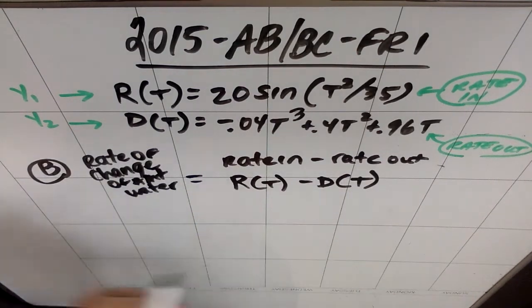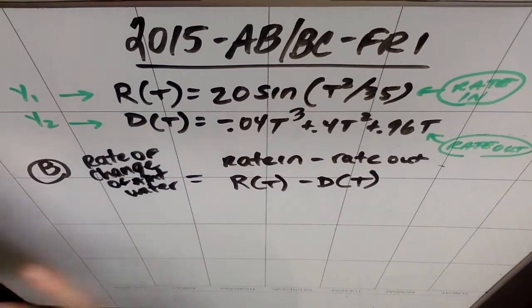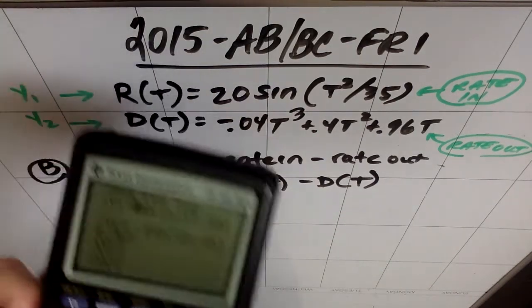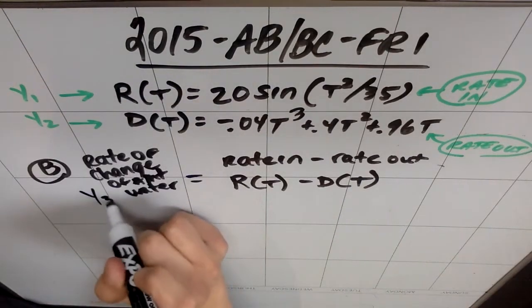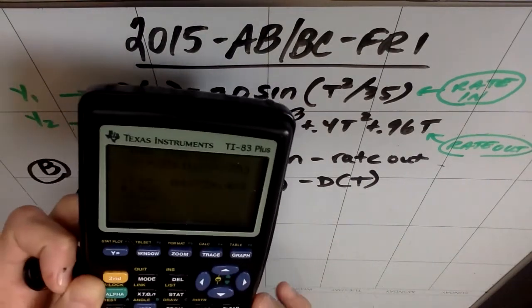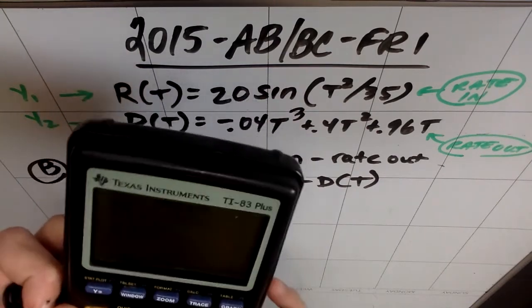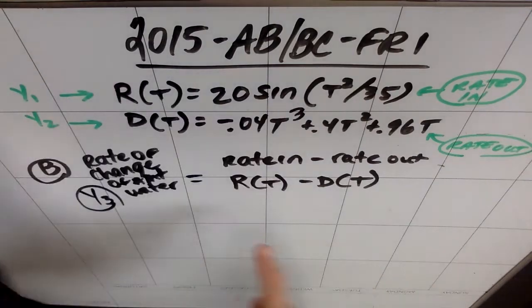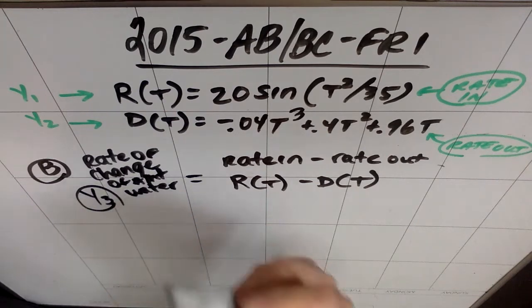So knowing I'm going to need this function more than once, the total rate of change of the water, I'm going to go back to my y equals, and I'm going to make y3. I'm going to make my y3 vars over to function y1 minus vars over to function y2. So I did y1 minus y2. That means that my y3 is going to let me find out essentially the rate of change of the water.